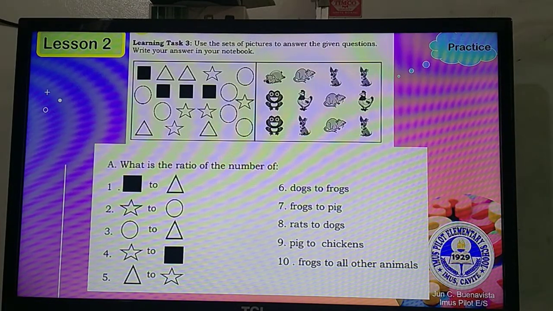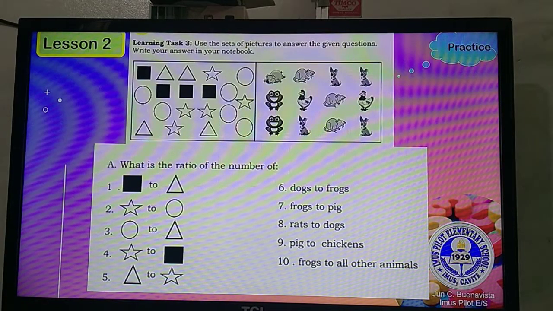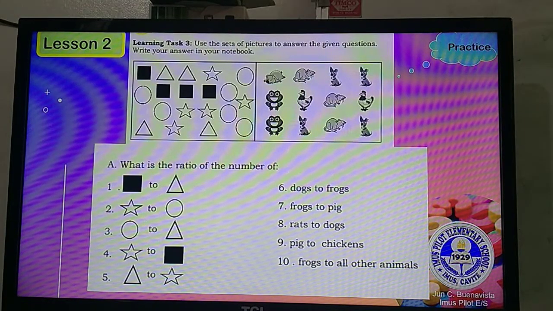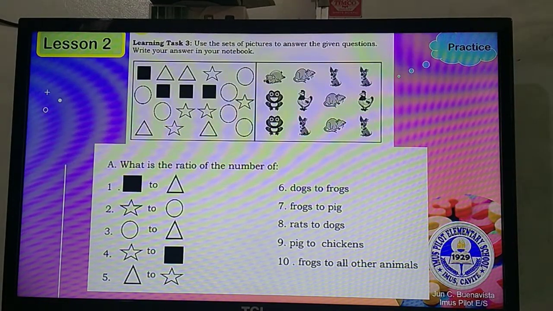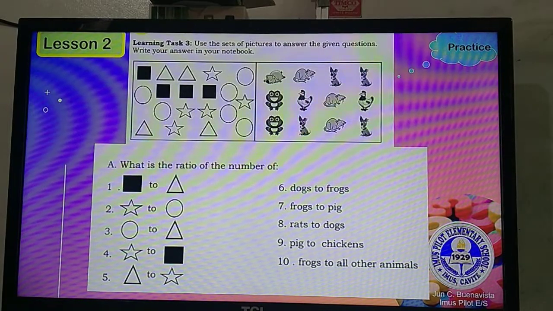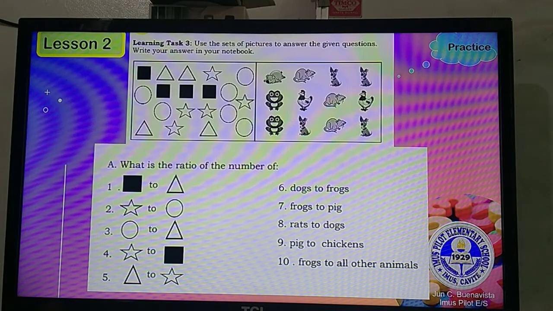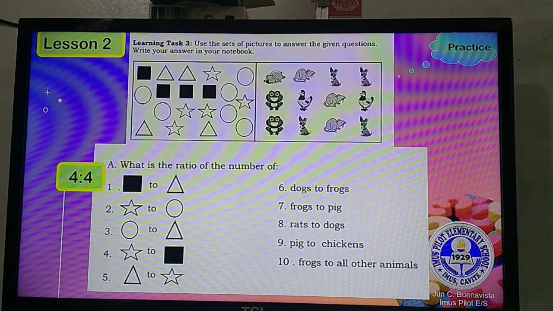Alright, we're going to check now. So what is the ratio of number 1, square to triangle? How many squares? We have 4 and we also have 4 triangles. So the answer is 4 is to 4. Very good. Or you can also say 1 is to 1. So if you are going to change your answer to lowest term.